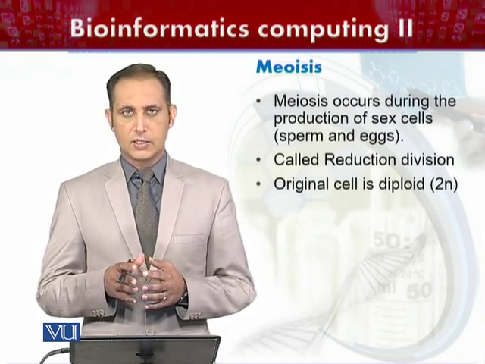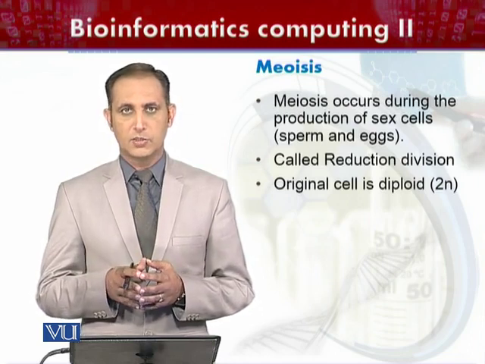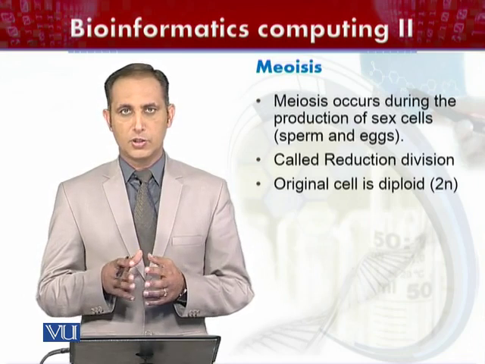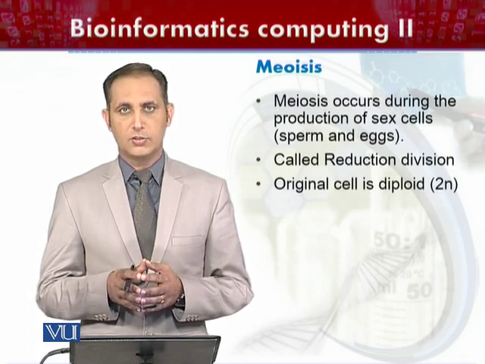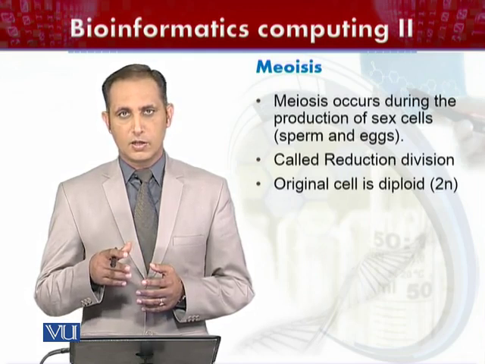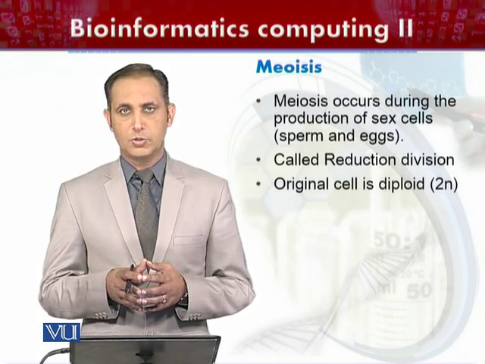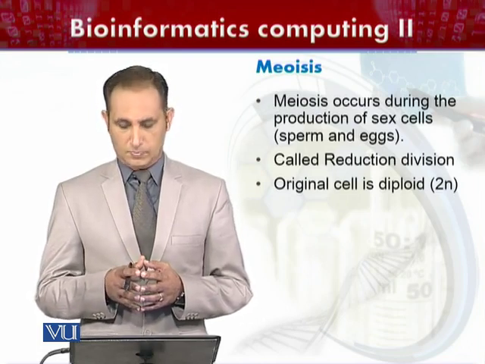The original cells, the parental cells which are going to undergo the process of meiosis, are usually diploid cells, because with meiosis we are specifically talking about eukaryotic cells. So in eukaryotes, usually the cells are diploid. There are polyploid individuals also, but we will explain our example with respect to diploid individuals, including human beings.